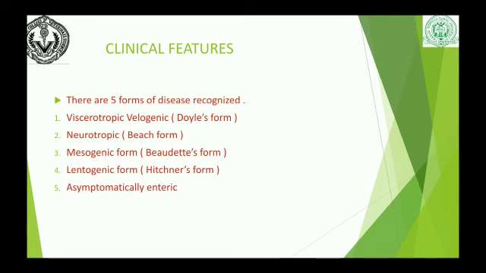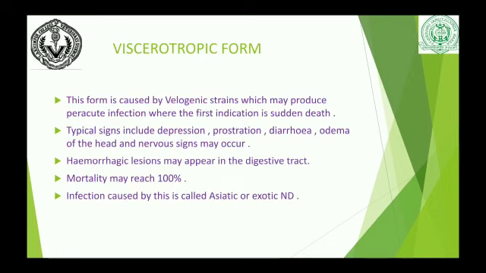So 5 clinical forms of this disease are recognized, which include the viscerotropic form, or Doyle's form, the neurotropic form caused by neurotropic strains, the mesogenic form, the lentogenic form, and the asymptomatic enteric form.